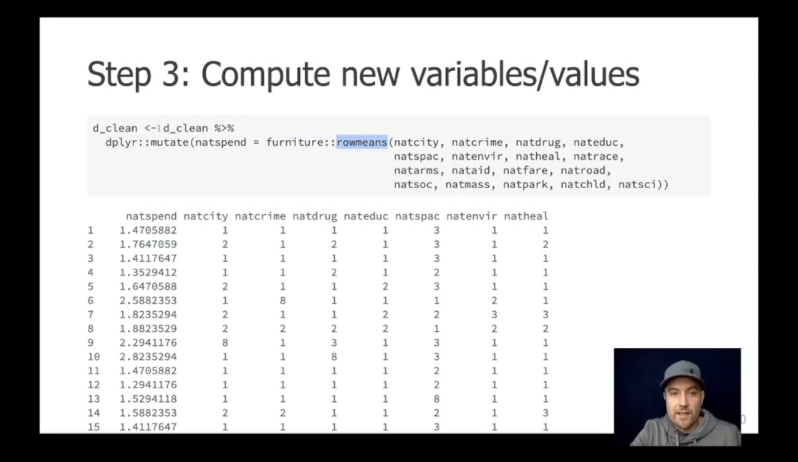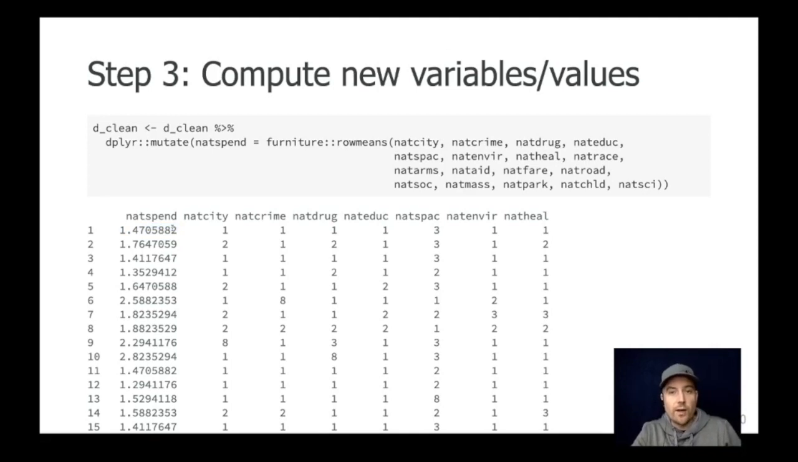We can look at what this does. We're just grabbing dclean and reassigning it as dclean, so we're not really making any changes to the name. We're just adding a new variable here. We're grabbing dclean and then adding nat spend, which is the row means of all of these variables. You can see it is the mean of 1, 1, 1, 1, 3, 1, 1, etc., which apparently comes out to about 1.5-ish.